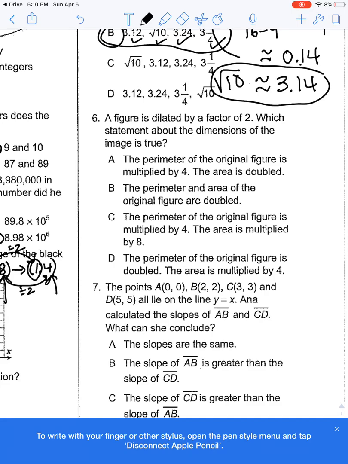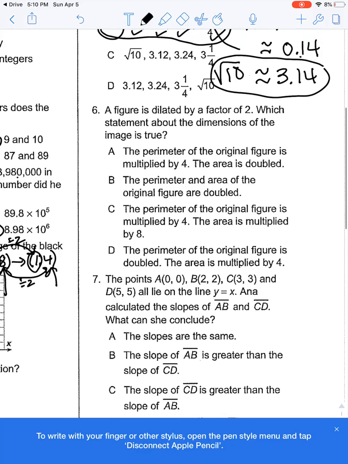A figure is dilated by a factor of 2. Which statement about the dimensions of the image is true? Okay, so remember, I need a little bit of space to work this out. I hope we can fit this in. Remember that when we dilate, we go from something called the pre-image to the image. So they're asking which statement about the dimensions of the image is true. This is the figure that we come up with after we've done something.